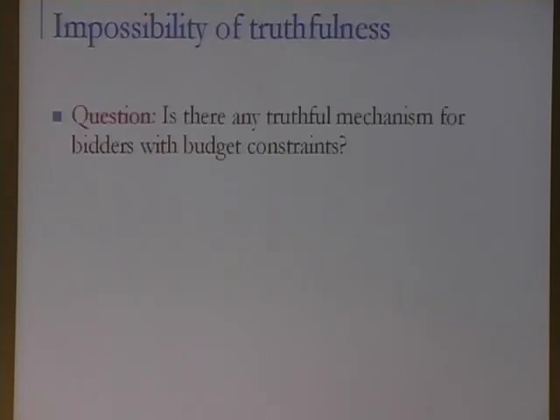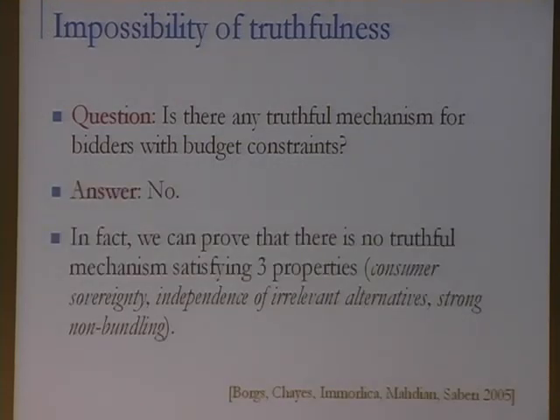And this begs the question if there is any truthful mechanism for bidders with budget constraints. Maybe this was just the wrong mechanism. In fact, we can show that there is no truthful mechanism which satisfies 3 properties that, you can argue about how reasonable they are, but are things that you might want to assume about a mechanism. I don't want to go into detail about what they mean here. But this is a pretty strong negative result.